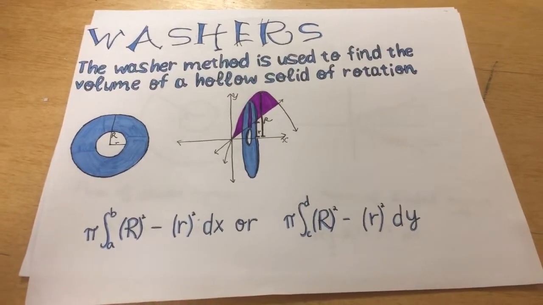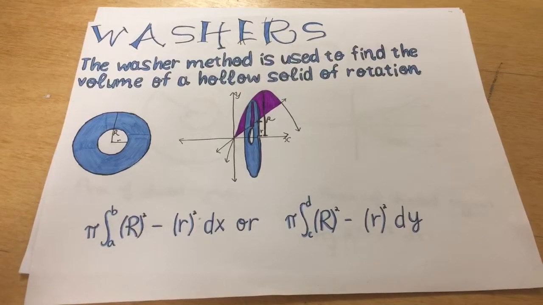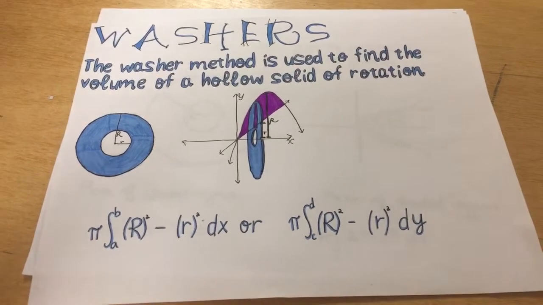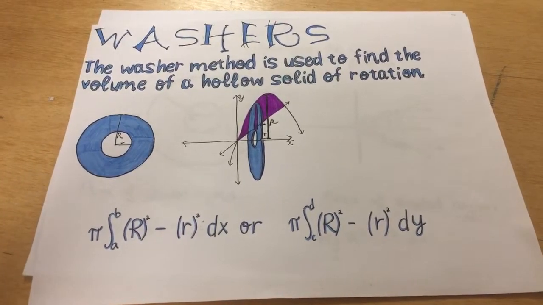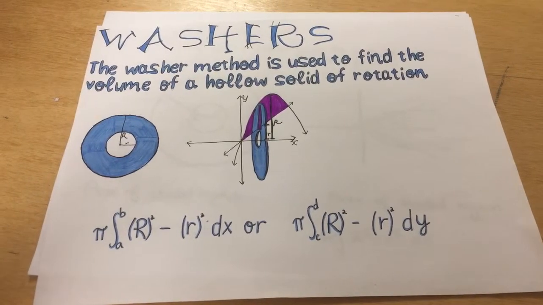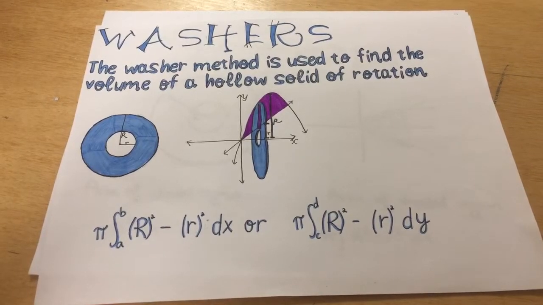Not all functions line up perfectly with the axis of rotation. For this reason, there is a method of integration similar to the disk method called the washer method. The washer method is used to find the volume of a hollow solid of rotation. This formula is displayed at the bottom.